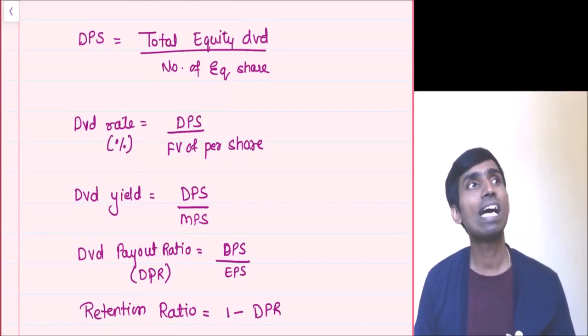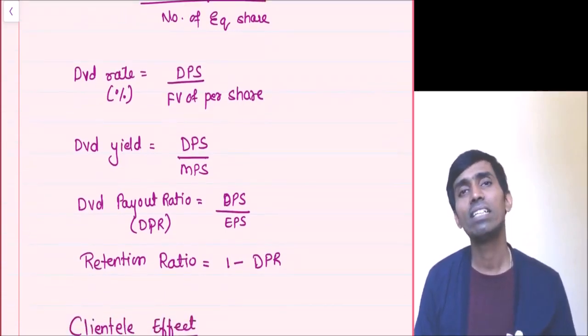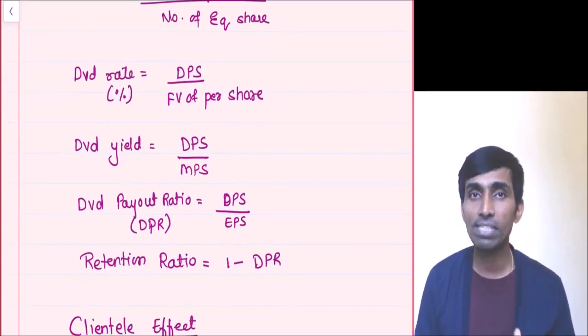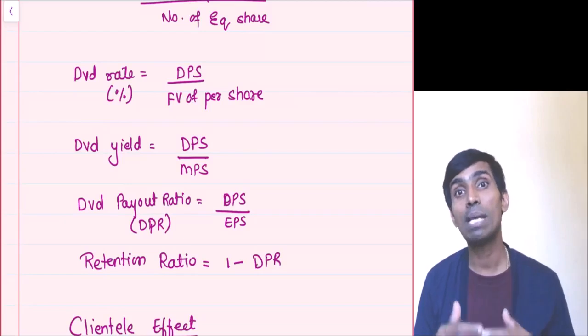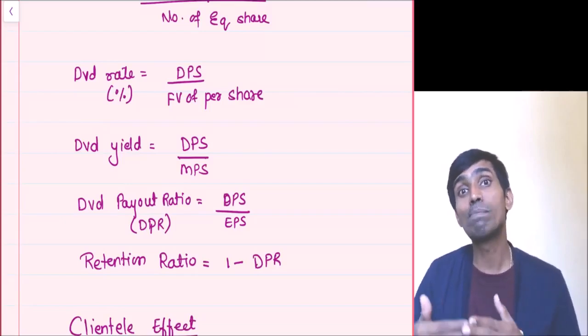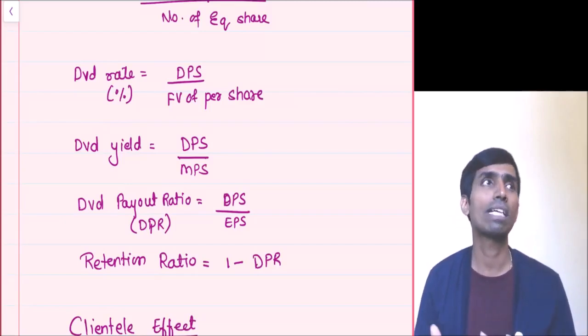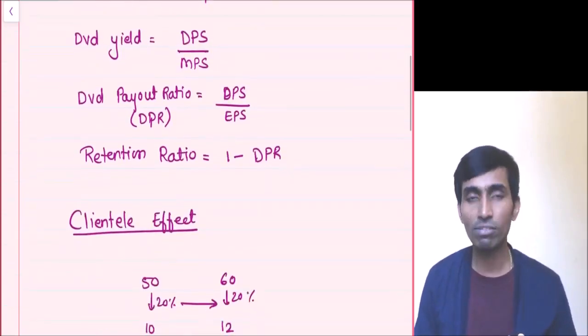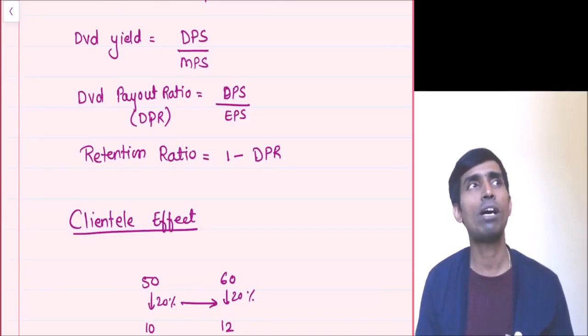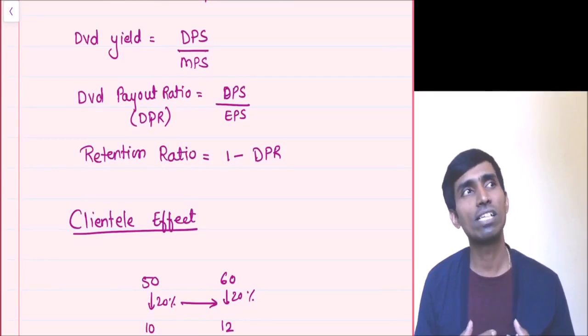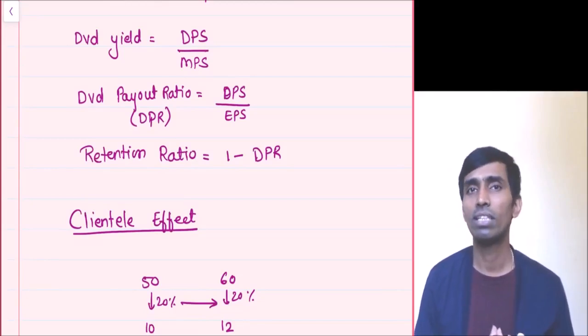Then we have dividend yield. Yield is based on what? Market price. DPS upon MPS. Yield means return, and return is based on investment. My investment is the market price per share. Then you have dividend payout ratio, meaning what we are paying out. DPS upon EPS, that is, out of the earnings how much I am paying out. Then you have retention ratio, that is 1 minus dividend payout ratio.